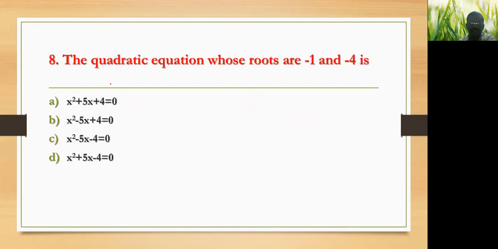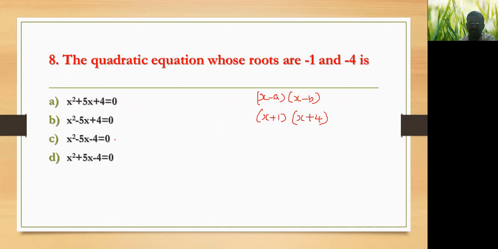Question number 8. The quadratic equation whose roots are minus 1 and minus 4 is. See, the general method is what? When roots are given, we go with x minus a into x minus b, where a and b are the roots. Here minus 1 and minus 4. So it is x minus of minus, that is x plus 1, and x plus 4. We have to multiply and simplify, we get the answer.